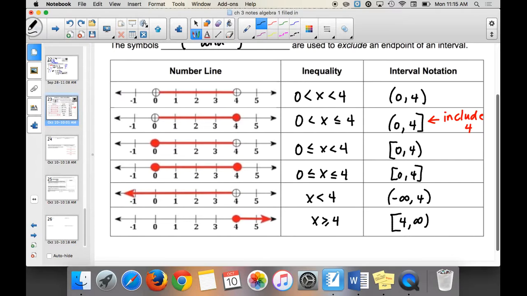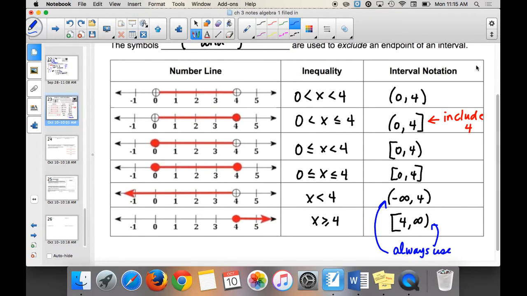Anybody have any guesses about infinity? It is a big number. Do you think we're going to put brackets on it or parentheses on it? Parentheses, because what I did on those last two, right? Infinities will always have parentheses. Always.